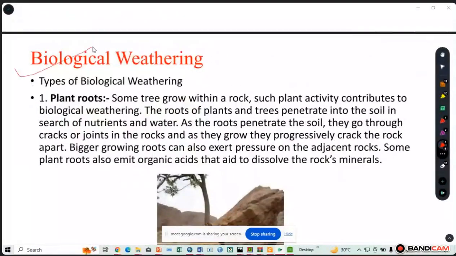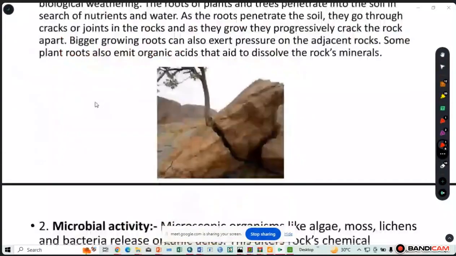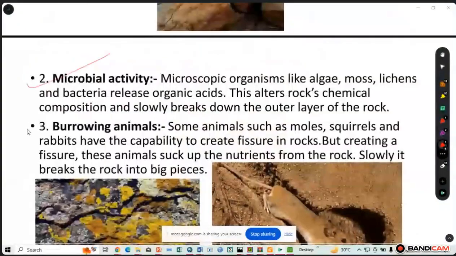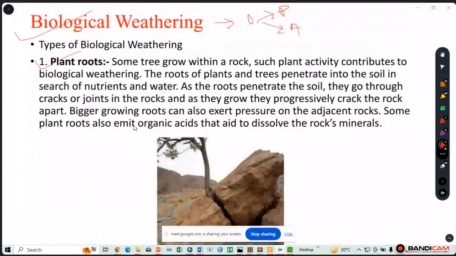Next one is biological weathering. There are different types of biological weathering. Biological weathering involves organisms, either plant or animal. Both organisms help to initiate the weathering processes. One is plant root, another is microbial activity, and the third one is burrowing of animals. In the plant root, what happens?